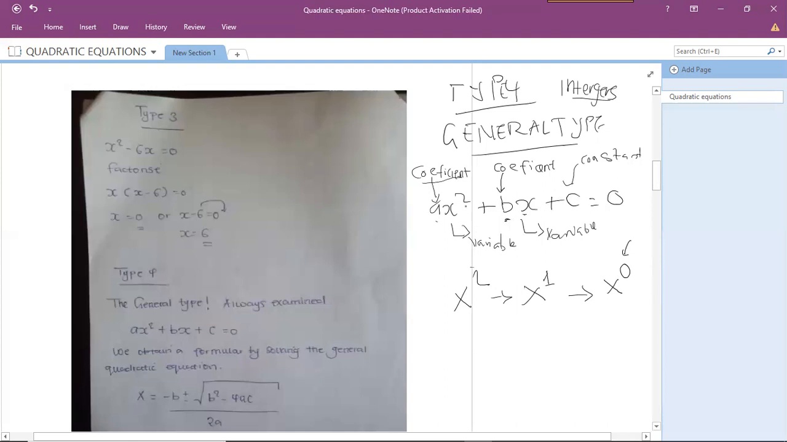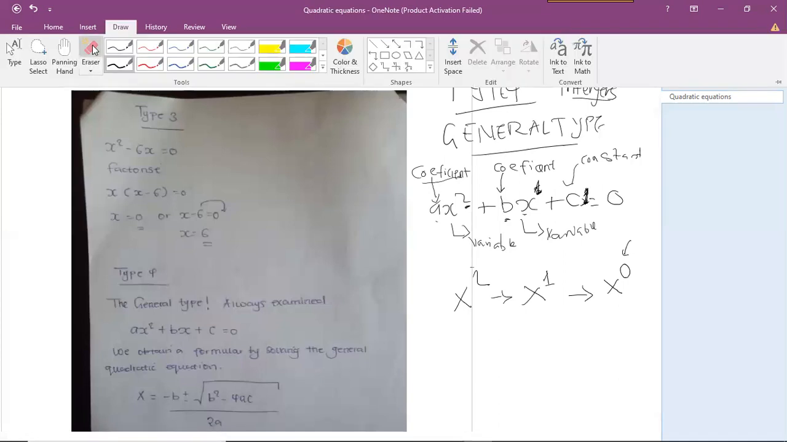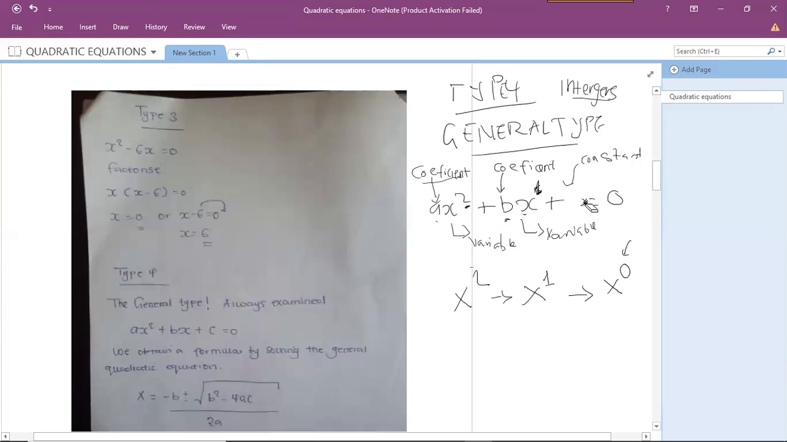So you've seen that the first term has a power of 2, the second term has a power of 1, and the constant term has a power of 0. But any number to the power of 0 is 1, so we're not going to write x to the power of 0. It's practically 1. So no wonder it's called the constant term. It has no coefficient whatsoever.